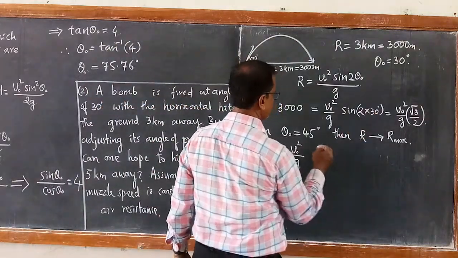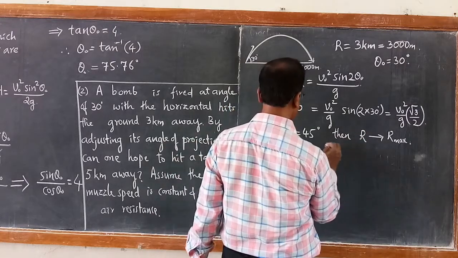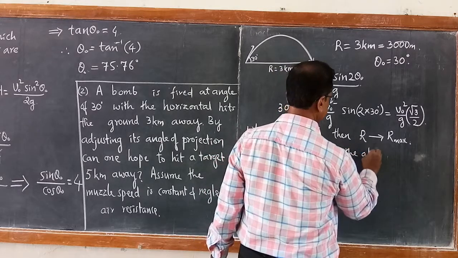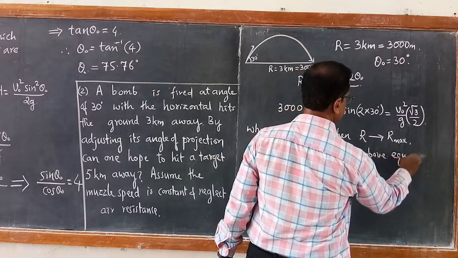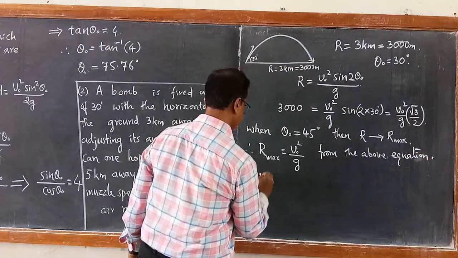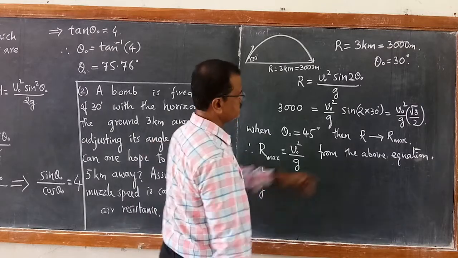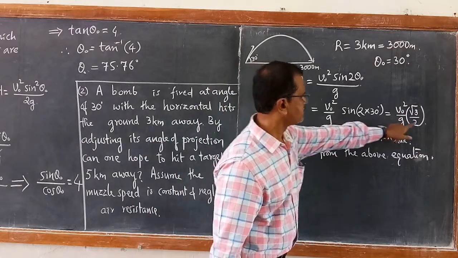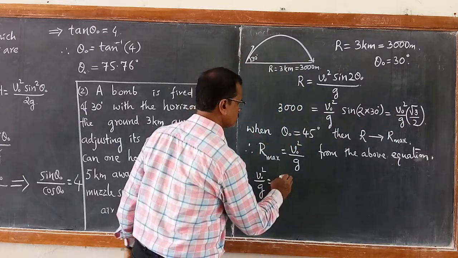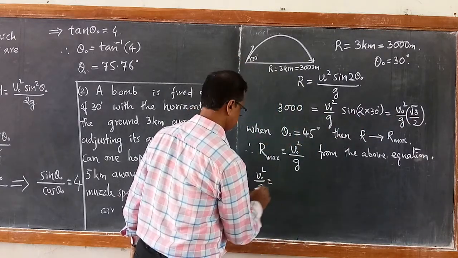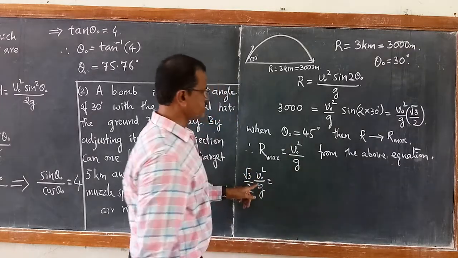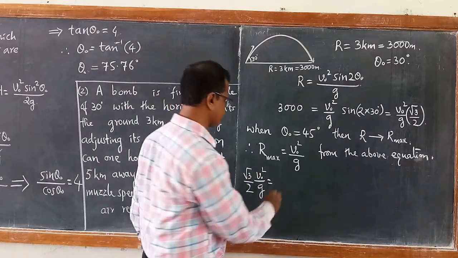So from this above equation, we can calculate V0 square by G from this. Take this to this side and root 3 to the left hand side. So it becomes, okay, I will write once again, root 3 by 2 V0 square by G is equal to 3000.